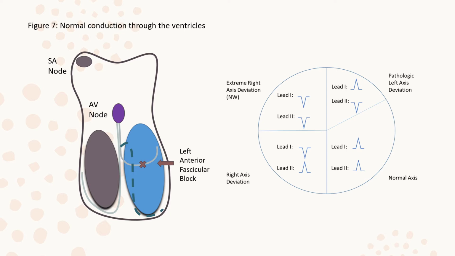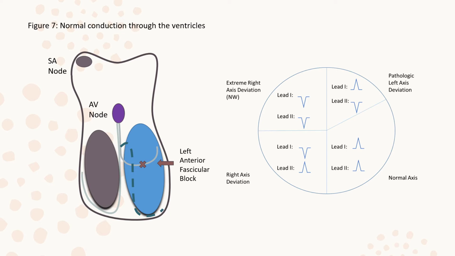We checked leads 1 and 3, and then we looked at lead 2 to help us determine. Remember that if lead 2 is negative and lead 1 is positive, that's a pathologic left axis deviation. You can write on your paper right now: a pathologic left axis deviation, or LAD, equals left anterior fascicular block. It equals.